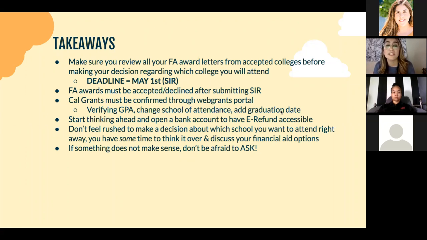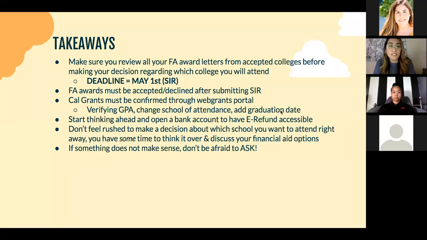But when we say that you need to confirm your Cal Grant, these are usually the things that you have to do, which is verify your GPA on your WebGrants account, change your school of attendance. So if you log into your WebGrants and you see that right now there's a different school, that's totally fine. Once you've submitted your intent to register, you need to go back and make sure that you do that. Also, make sure that your graduation date is on there as well. Sometimes the schools will do this, but again, this is your responsibility to make sure that everything is updated, because if you forget any of these things or it's not done, then you're not going to be able to access that money in the fall.